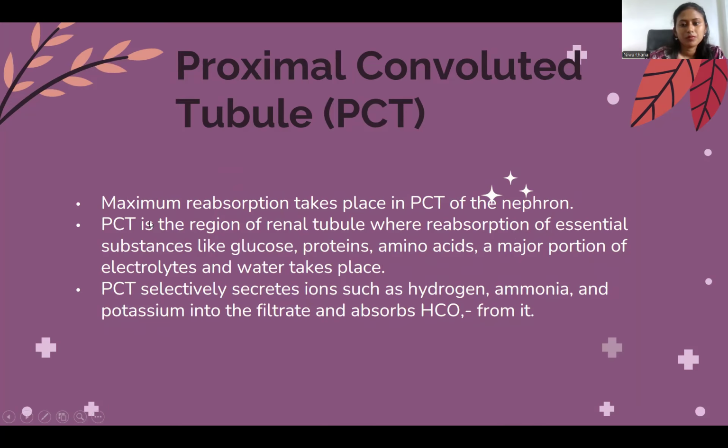And in the reabsorption, essential substances like glucose, proteins, amino acids, and a major portion of electrolytes and water take place. And the proximal convoluted tubule selectively secretes ions such as hydrogen, ammonia, and potassium into the filtrate, and it also absorbs bicarbonate from it.